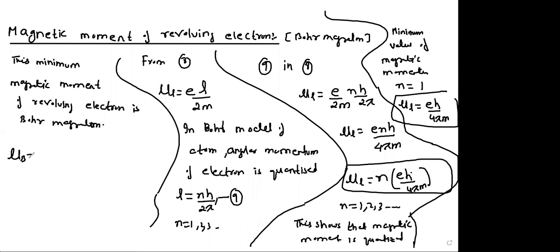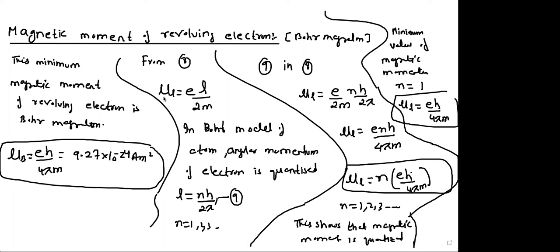We take mu B as eh by 4 pi m. All are constants. If I substitute all these values, then the value of the Bohr magneton comes out to be 9.27 into 10 raised to the power minus 24 ampere meter square. So this is the value of the Bohr magneton.